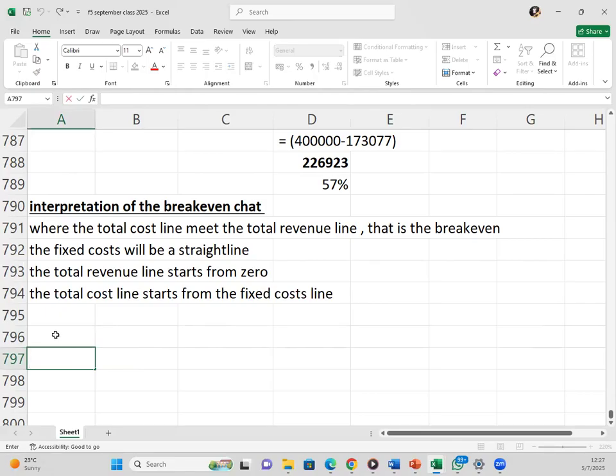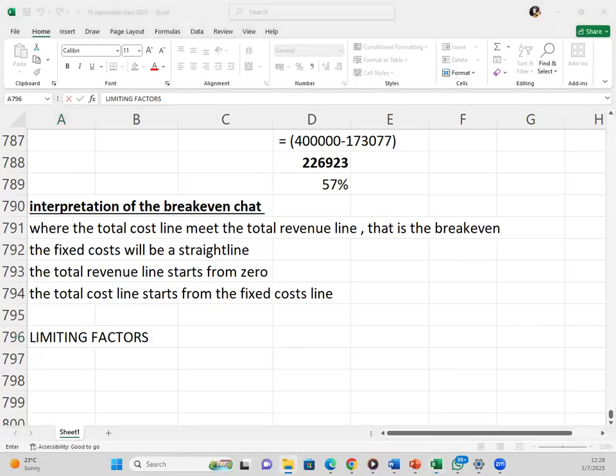So we're now moving to the limiting factor. Planning with the limiting factors. But before we get to there, let me give you a question to just test your understanding. Let me give you a question on what we have been doing. Just one to test your understanding.